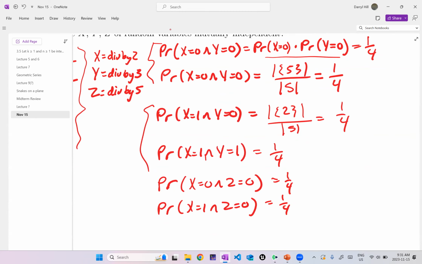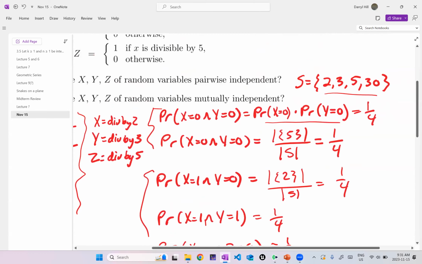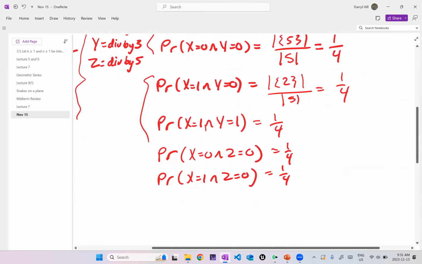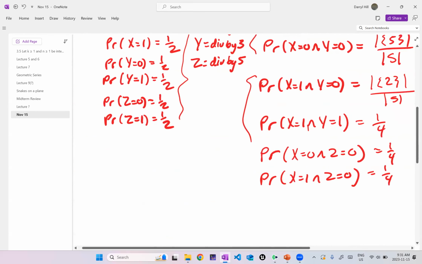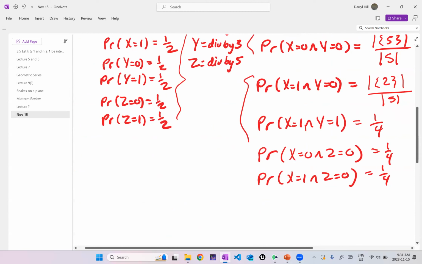And so on and so on. So there are 8 equations. And if I asked you to prove this, you should do it. But at some point, you can recognize by symmetry that all of these cases are the same. So what does that mean? That means that x, y, and z are all pairwise independent. All right, that's a lot of questions.